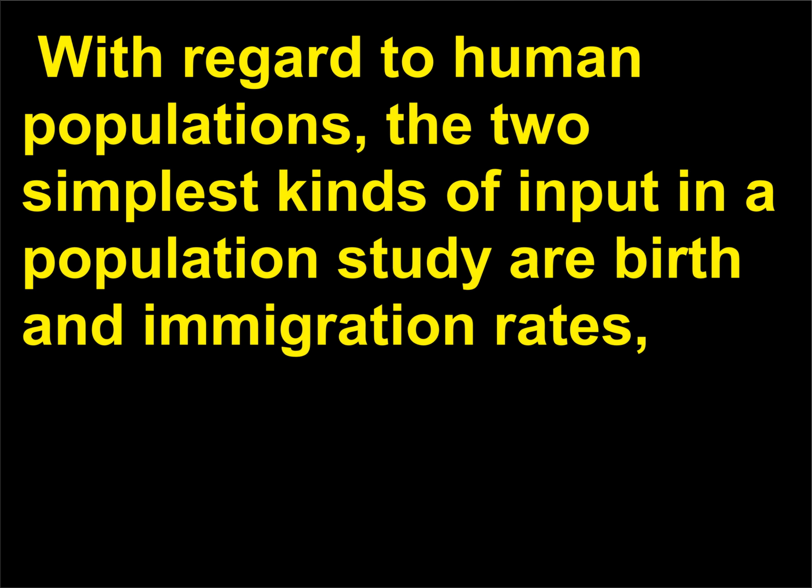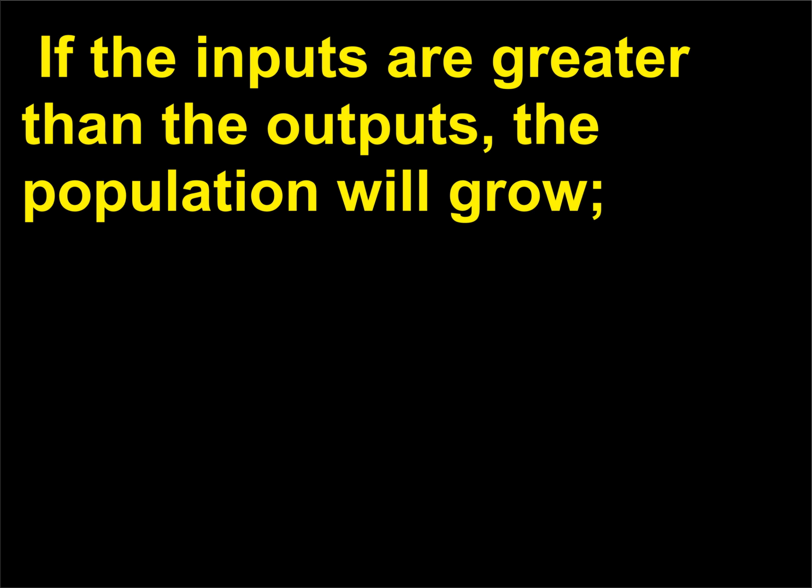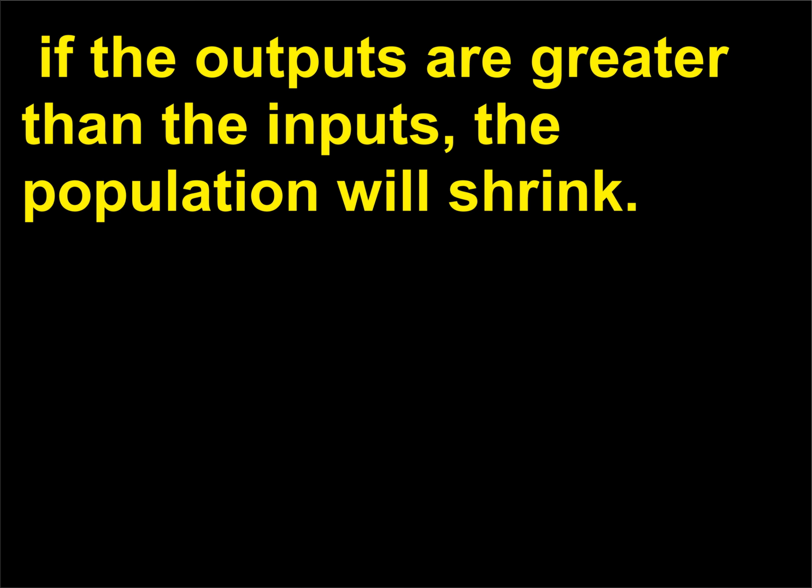With regard to human populations, the 2 simplest kinds of input in a population study are birth and immigration rates. And the 2 basic outputs are death and emigration rates. If the inputs are greater than the outputs, the population will grow. If the outputs are greater than the inputs, the population will shrink.